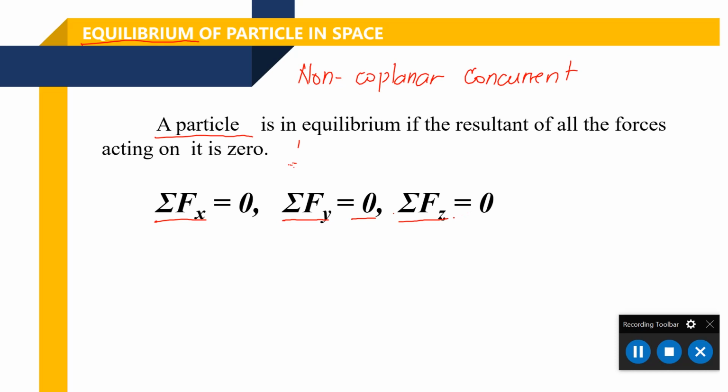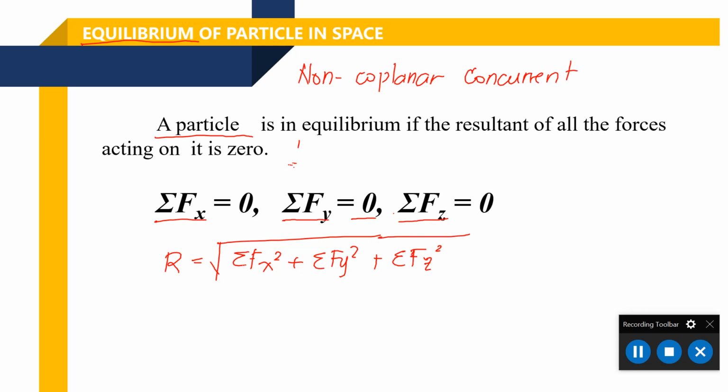Ano po? So, it follows that if you're going to take the resultant from the formula of square root of summation of F of x squared plus summation of F of y squared plus summation of F of z squared, if all of these are zero, therefore it follows that the resultant, which is the summation of all the forces, must also be equal to zero.